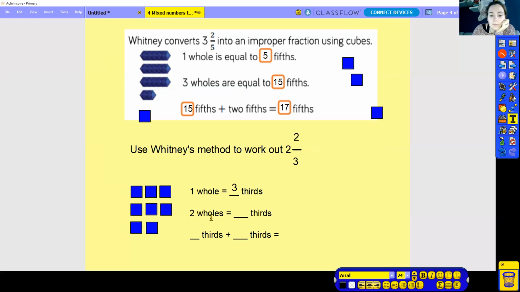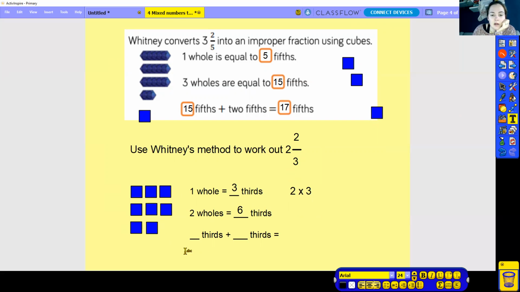2 wholes is equal to how many thirds? So you do 2 times by 3. So the calculation you're doing is 2 times by 3. So 2 times by 3 is 6. So 2 wholes is equal to 6 thirds. And you can see that here. This is 1 whole here, 1, 2, 3. 2 wholes is 1, 2, 3, 4, 5, 6. So you can see visually what's happening here.